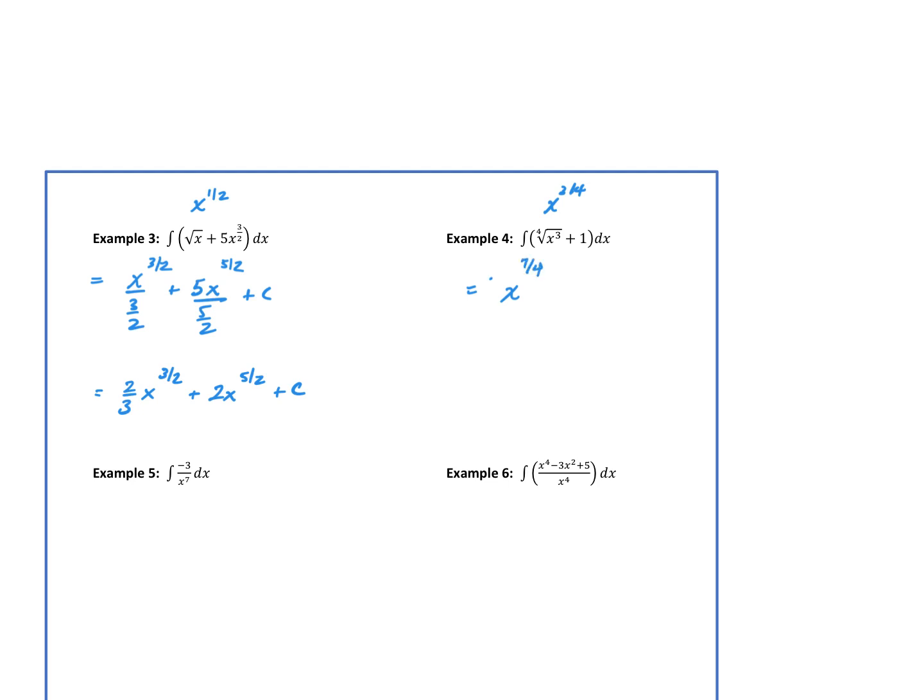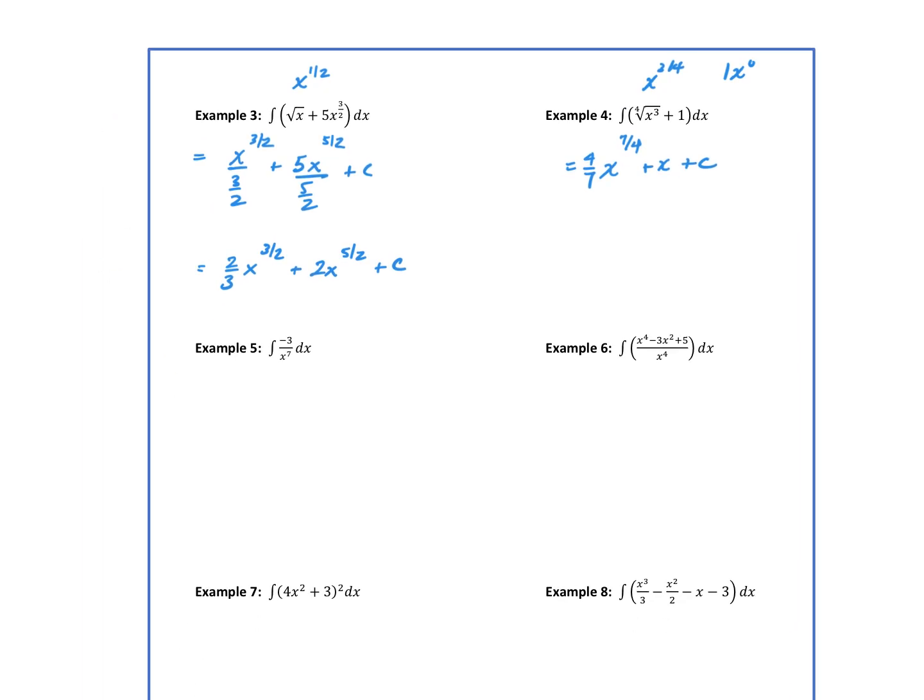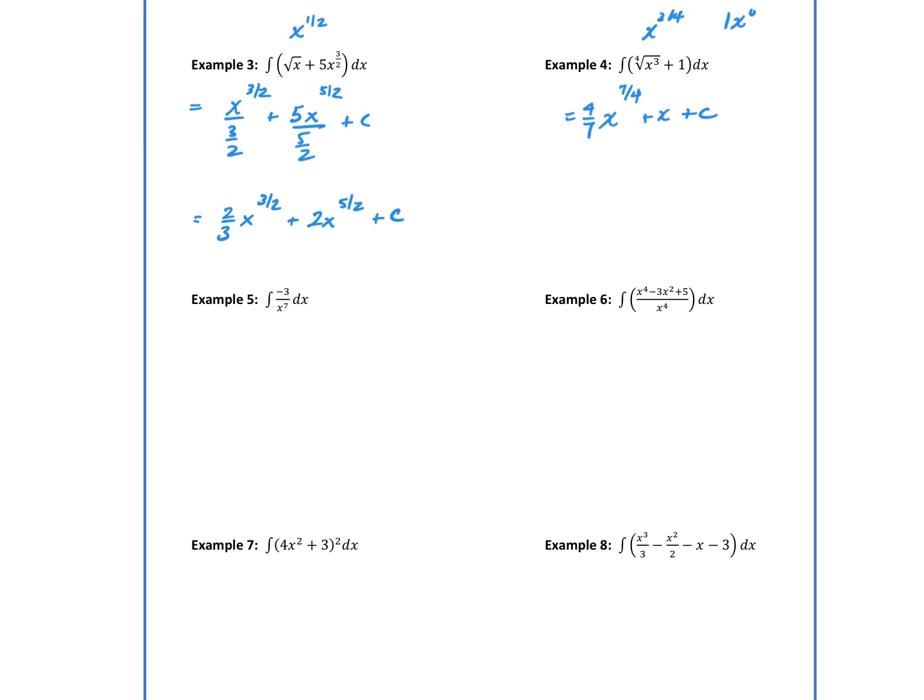Divide by 7/4, which is 4/7 out in front. x to the 0 power becomes x to the 1st power plus c. For number 5, I'm going to rewrite this as the integral of -3x to the -7 dx.